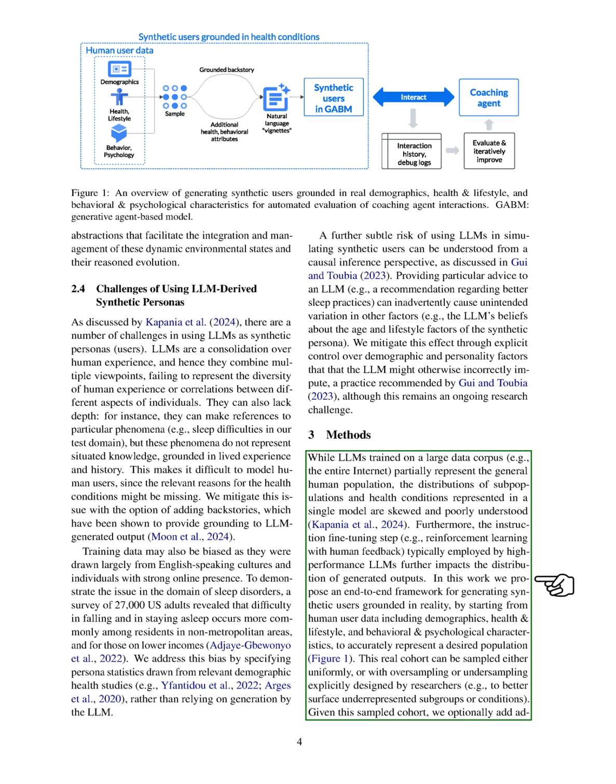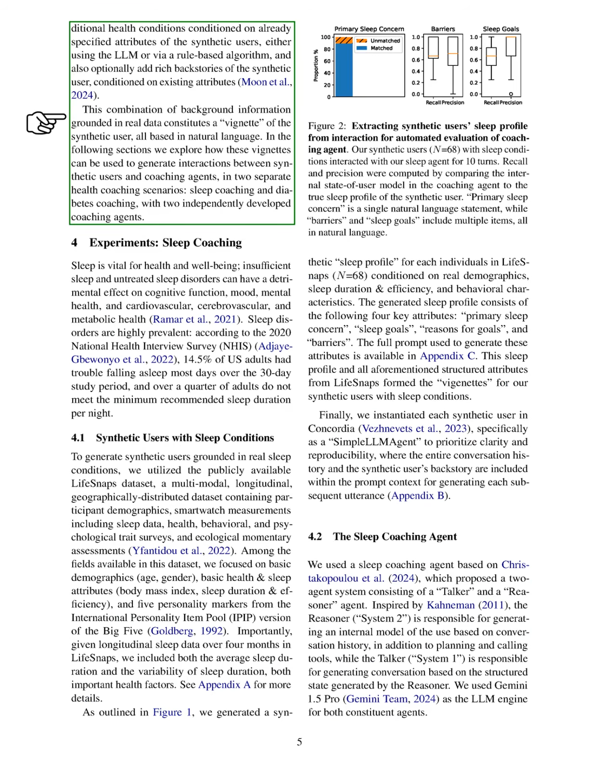To tackle this, we propose a comprehensive framework for generating synthetic users based on real human data, including demographics and health characteristics, to accurately reflect a target population. We can sample this real cohort uniformly or adjust it to highlight underrepresented groups. From this cohort, we can add additional health conditions and rich backstories, creating a detailed vignette for each synthetic user.